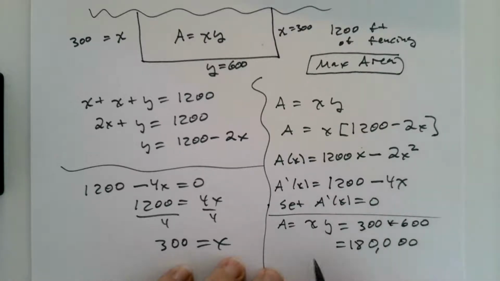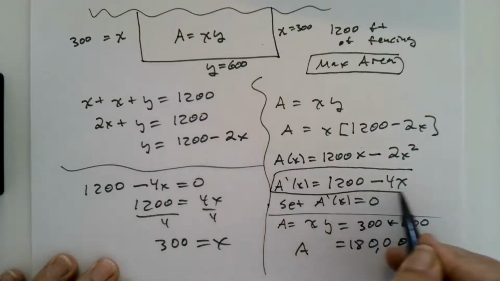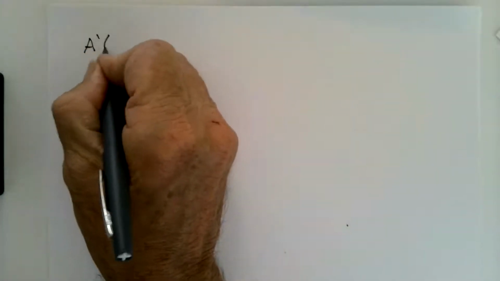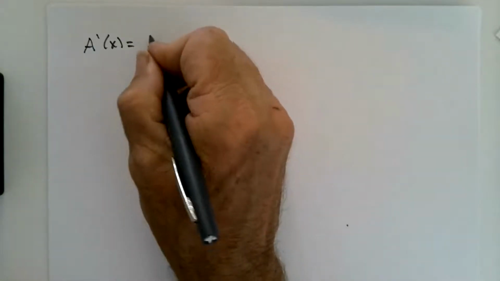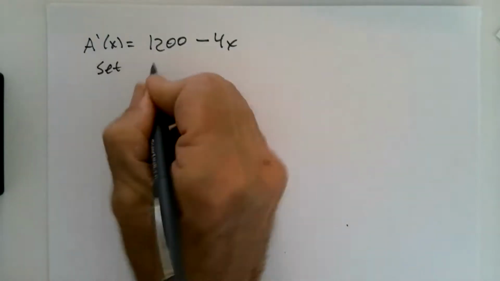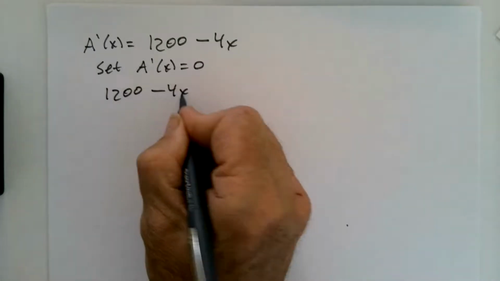Now, is that a minimum or is that a maximum? I really think the safest way for us to get there is to, again, use the second derivative test. So here is my first derivative. My first derivative is 1,200 minus 4x. So A prime of x is 1,200 minus 4x. Set A prime of x equal to 0.